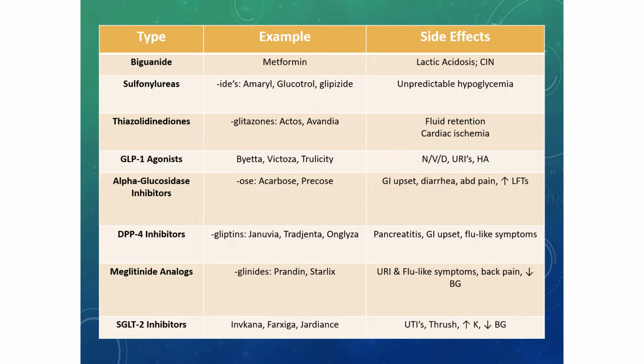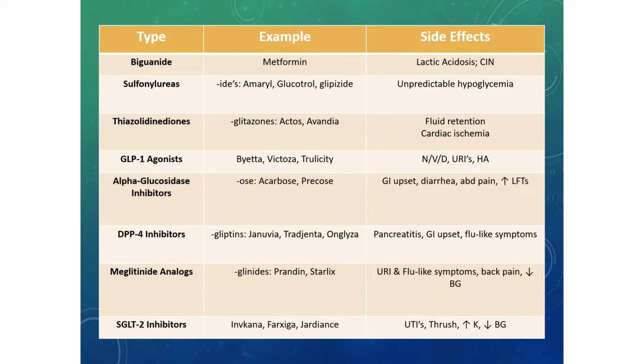They can cause headaches. And then you've got alpha glucosidase inhibitors, like acarbose. These cause GI upset, just like GLP-1 agonists. They can also increase LFTs. And then you've got DPP-4 inhibitors such as Januvia, Tradjenta, and Glyxambi. These can cause pancreatitis, also can cause GI upset such as nausea, vomiting, and diarrhea, and flu-like symptoms.